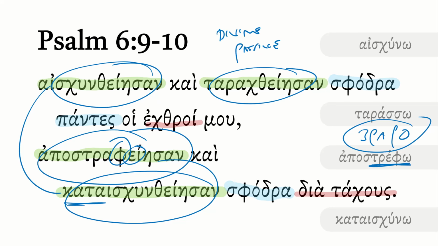So hopefully this is a helpful introduction to the optative if you haven't studied it before, or if you're stale. It doesn't show up a lot in the Greek New Testament, but it does show up quite a bit in the Greek Old Testament. So that ends our study of Psalm 6. Hopefully this was encouraging to you.